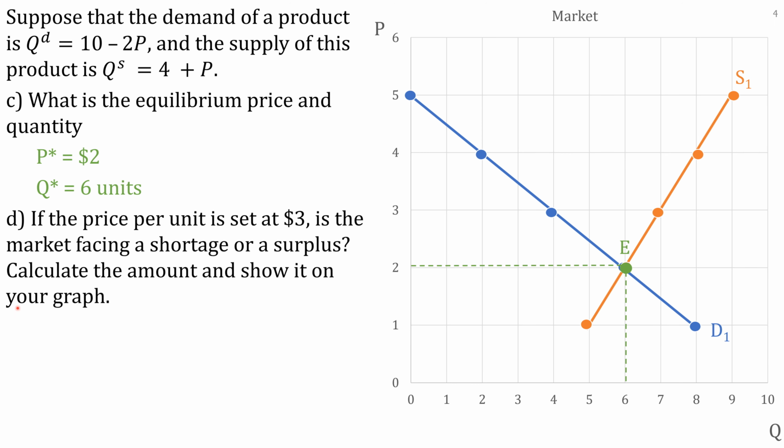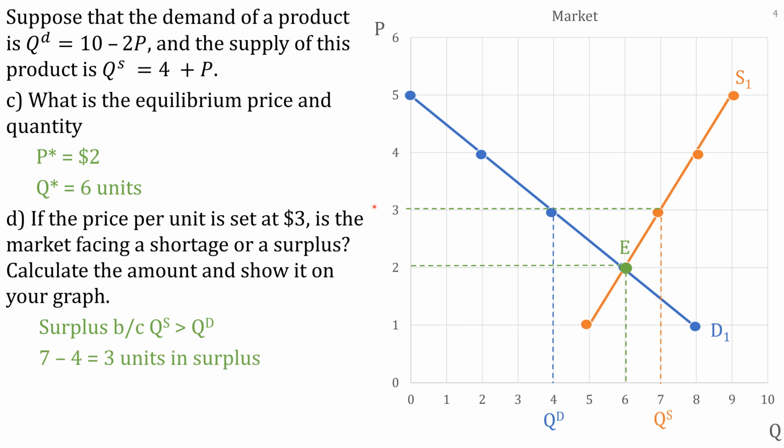Now, what happens if the price is set at $3? Is there going to be a shortage or a surplus? If it's $3, what you have to do is draw a dotted line at $3, and then you will be able to tell the level of the demand and the level of supply. So the quantity demanded here is going to be 4, the quantity supplied is going to be 7. Because quantity supplied is more than quantity demanded, that's going to be a surplus. By how much? We'll do the math. Find the numbers and subtract. So 7 minus 4 will give you 3 units in surplus.